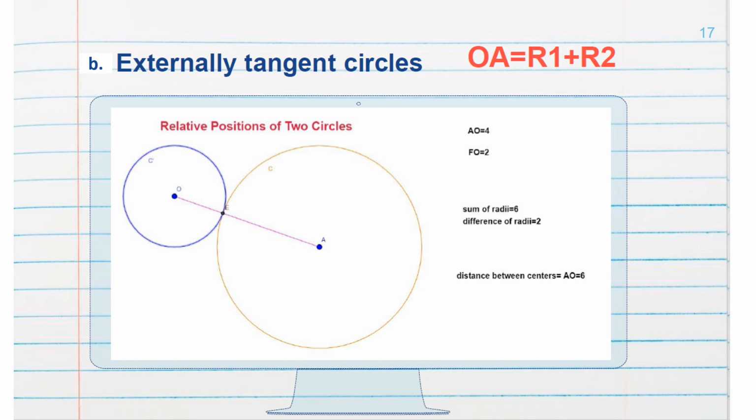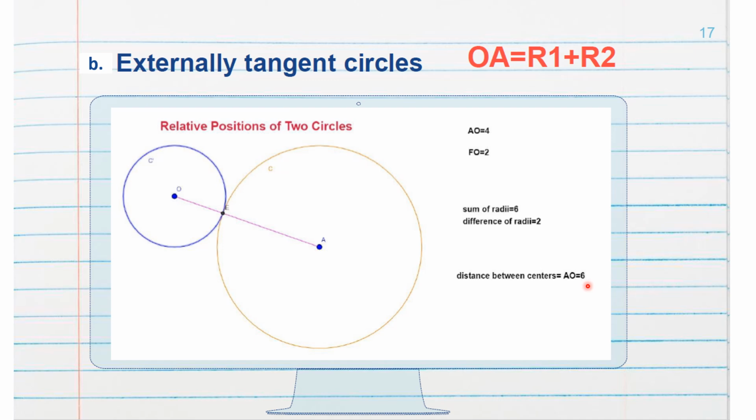While in this case they are tangent externally, from outside. Also one common point. This is radius 1, this is radius 2. Add the two radii, subtract the two radii. Then compare these two with the distance between the centers. This one will be given. Okay, it's given, it's equal to 6.